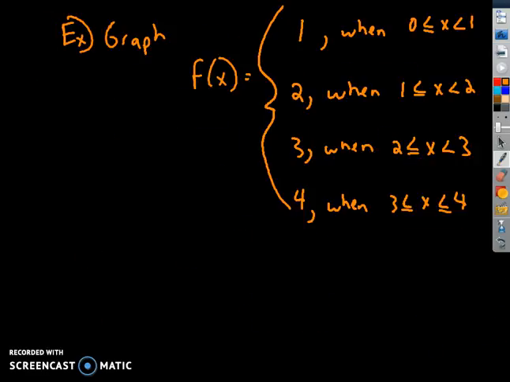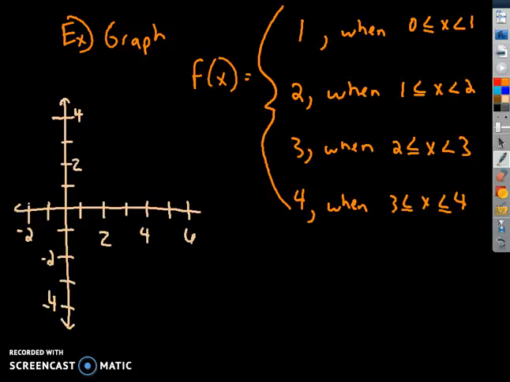All right, this is another example of a piecewise function. And you got several pieces to it. So we got f of x equals 1 when x is between 0 and 1. F of x is 2 when x is between 1 and 2. Y is 3 when x is between 2 and 3. And y is 4 when x is between 3 and 4. All right, so let's graph it.